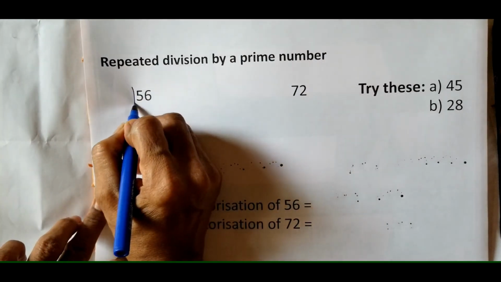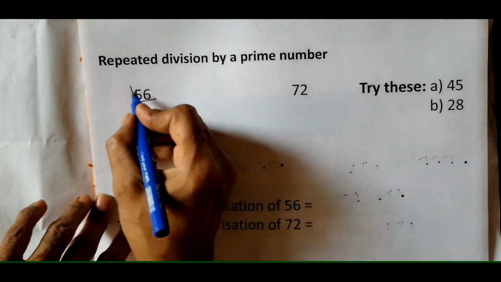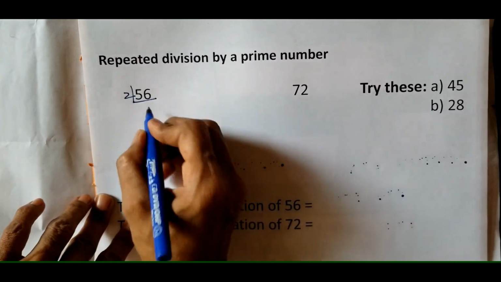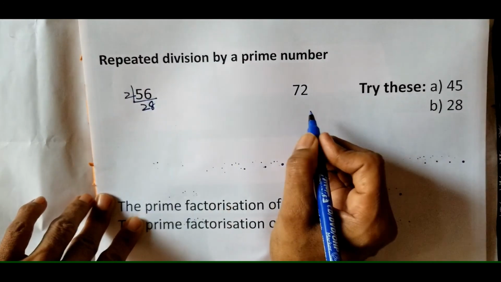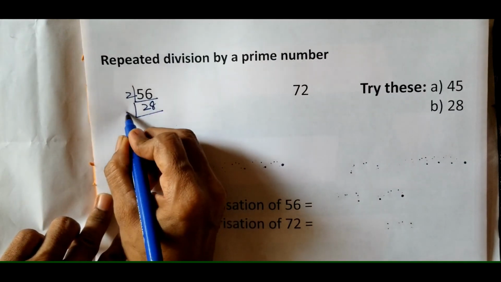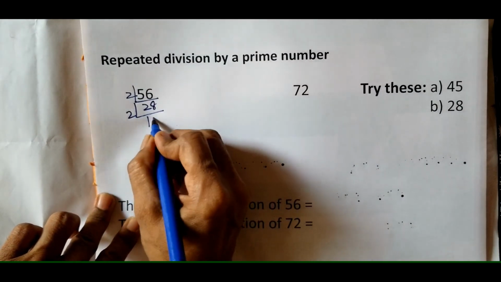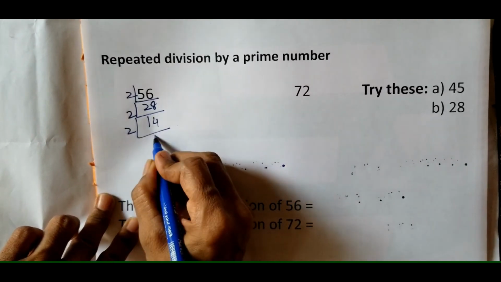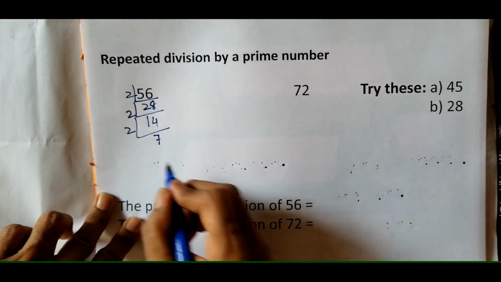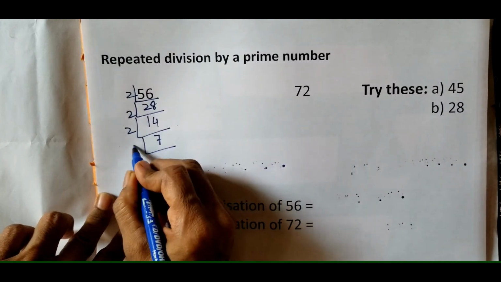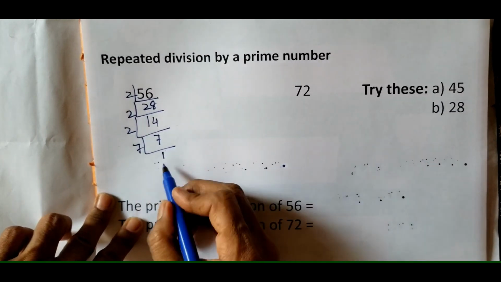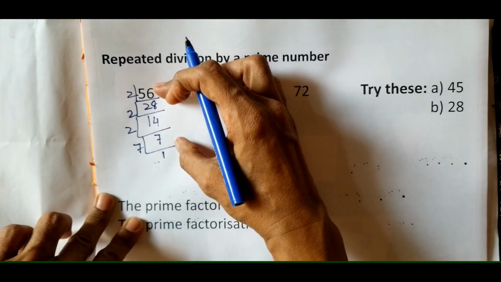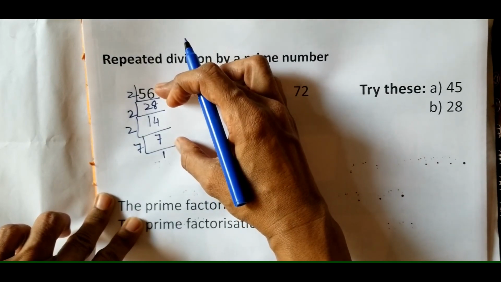56 is an even number. So we will divide it by 2 first. 28 2s are 56. Again it is an even number, go for 2. 14 2s are 28. Again even. Now 7 2s are 14. 7 is a prime number. So we will divide it by 7, 1. Once you get 1 here, means the prime factorization of a number gets finished.